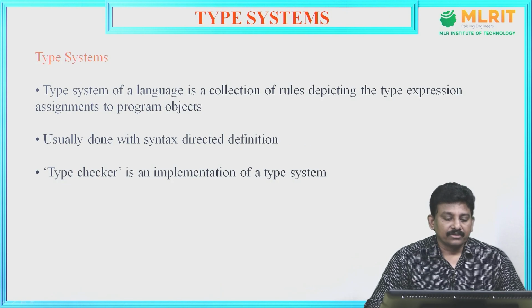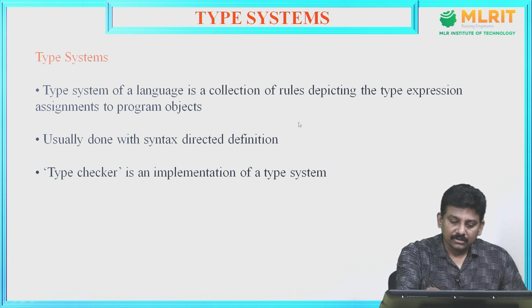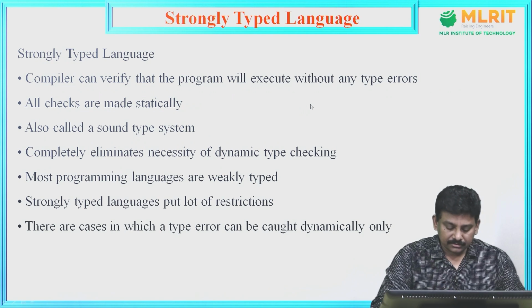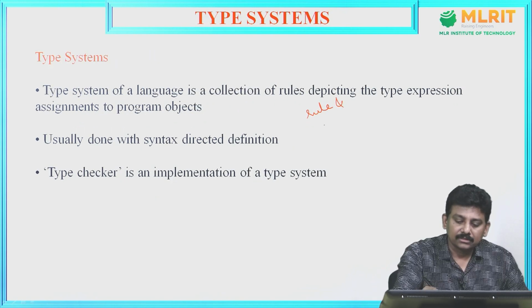Type system of a language is a collection of rules depicting the type expression assignments to program objects. That means it is a set of rules and constraints.